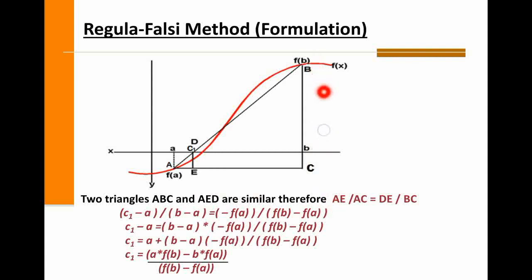What is the value of DE? DE is minus of FA, right? Why? Because this is the same height as the point of FA, so this is minus FA. Now in a similar way, what is the value of BC? BC is FB minus FA. Clear? So I have substituted all the values and I will get the value of C1 from the formula. So this is one methodology.